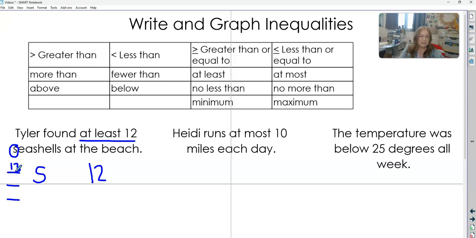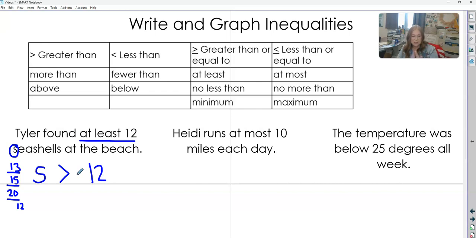He could have found 13. He could have found 15. He could have found 20, right? All things that are bigger. Now I'm asking, could it equal 12? Could he have found 12? Yes, that's the least he could have found. It could equal that. So all of these are bigger. That bigger side opens up to those bigger numbers, right?